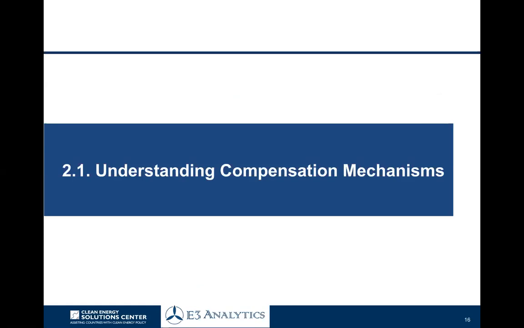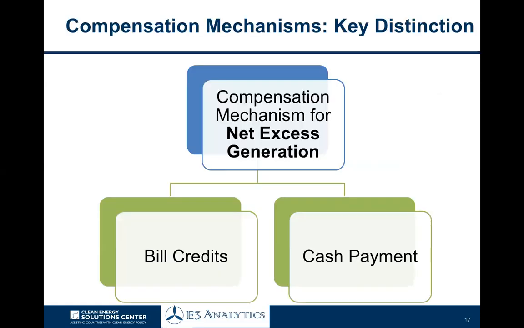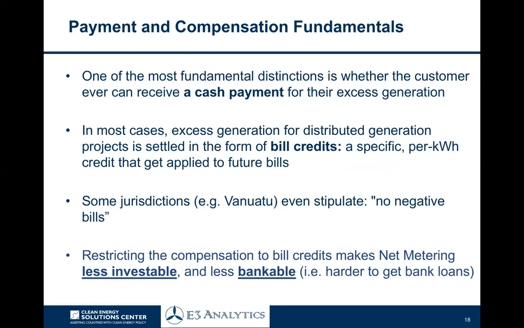So let's try to unpack this a little bit further before we dive into the various instruments. As I pointed out, compensation mechanisms have a key distinction at their core between bill credits on the one hand and cash payments on the other. Bill credits is under net metering, a cash payment is under a net FIT type arrangement. Whether you receive a cash payment matters.